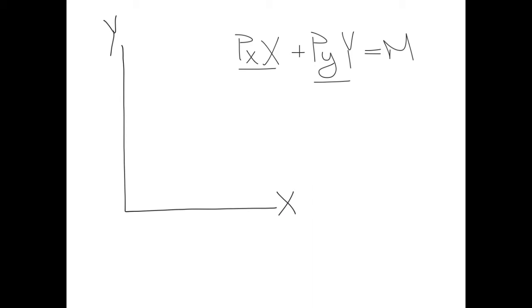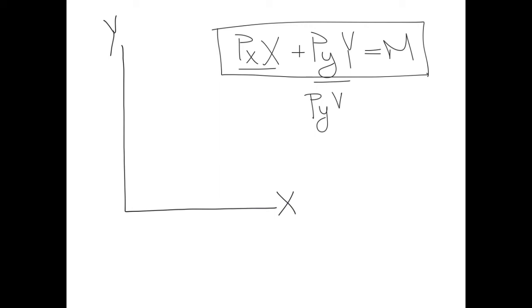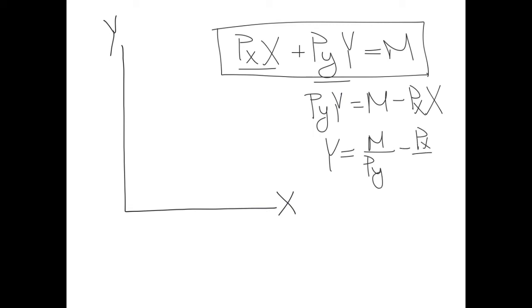So in this case, we have a very simple budget line equation. All we need to do now in order to transfer this equation into the x and y plane is to solve this equation for y. That's pretty straightforward. It's a little algebra. So we go with Py times y, and we bring the Px x to the other side, equals M minus Px times x. And if we divide by the price of y to solve for y, we end up with y is equal to M over Py minus Px over Py times x.